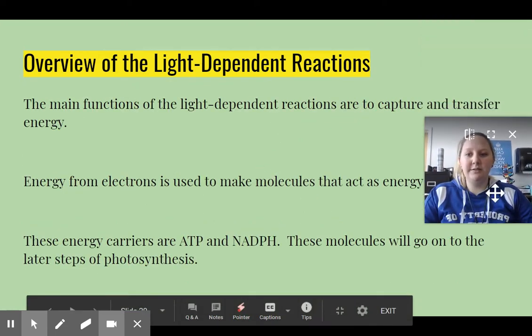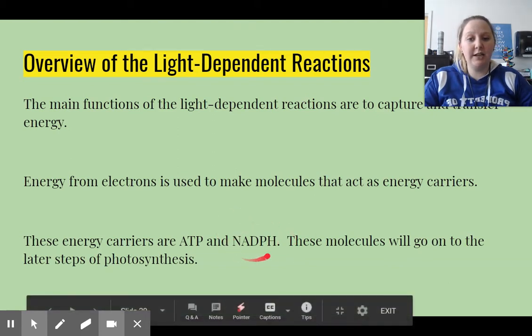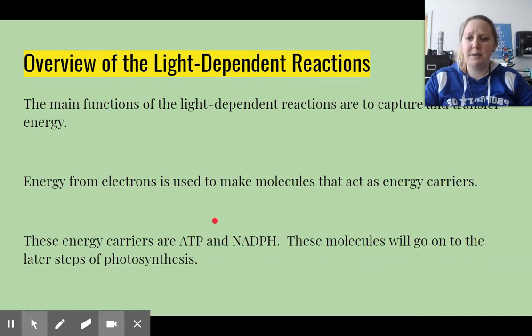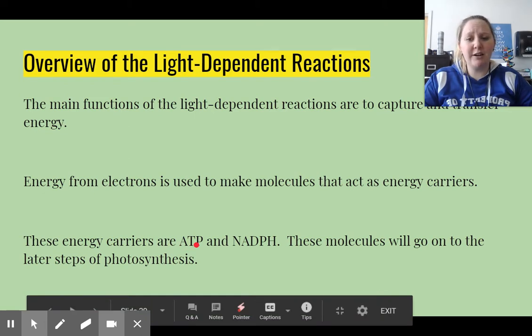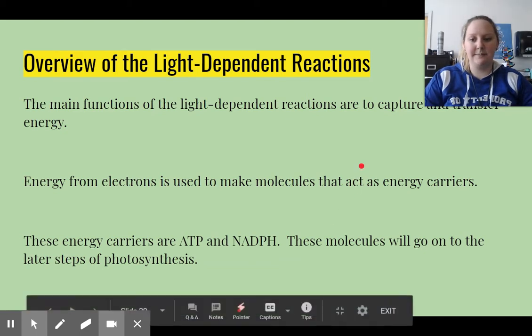The main function of the light-dependent reaction is to capture and transfer energy. The energy from the electrons is used to make molecules that act as energy carriers. For photosynthesis, your primary electron carrier is NADPH, and I like to think that this P stands for photosynthesis. You'll see why when we get into cellular respiration. We also have ATP as an energy carrier. These molecules go on to the opposite, the synthesis side of photosynthesis, where light is not needed.